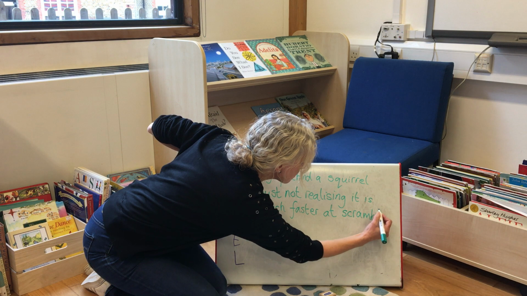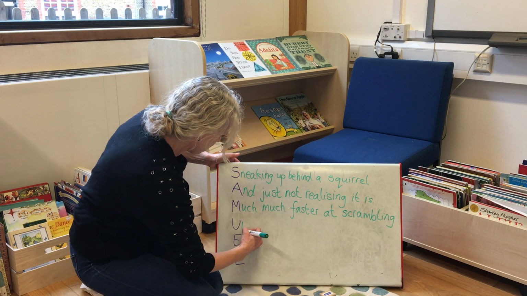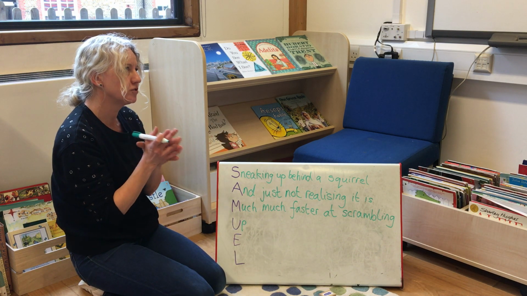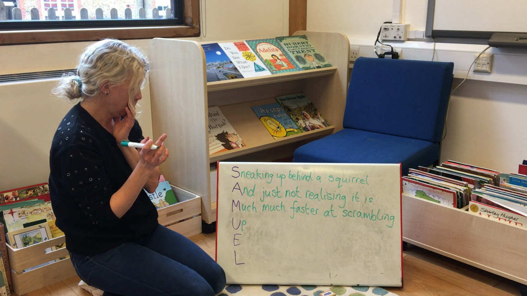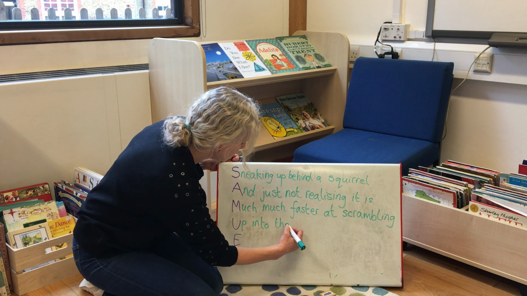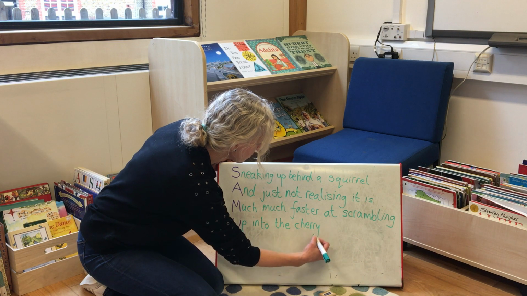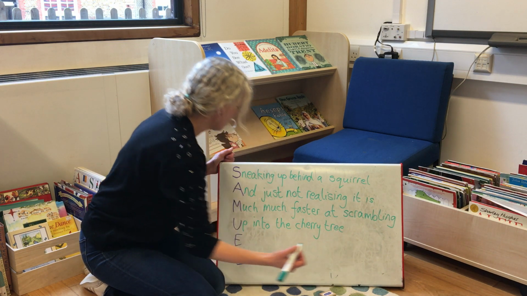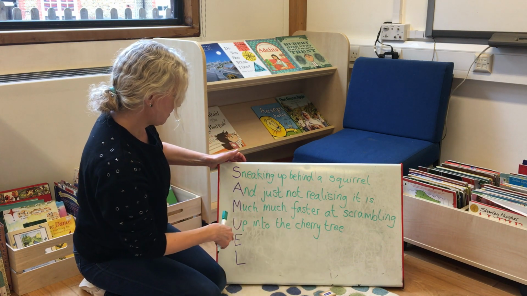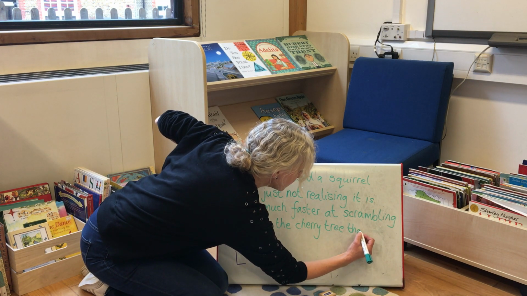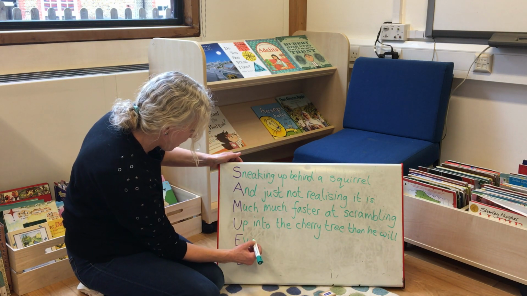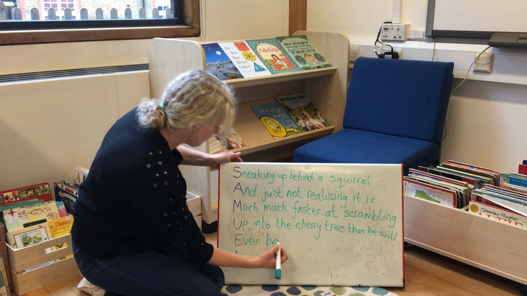Scrambling up. Now it's not just any old tree, because I want to really make it seem like my tree and what I see when I look out in the garden. So up into the cherry tree. So just not realising it is much faster at scrambling up into the cherry tree than he will, and then I've got E here, so ever, then he will ever be, because he's never ever going to be faster than a squirrel.